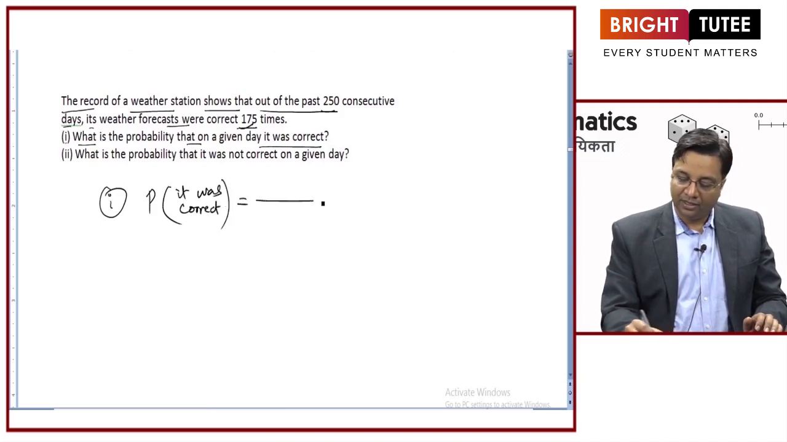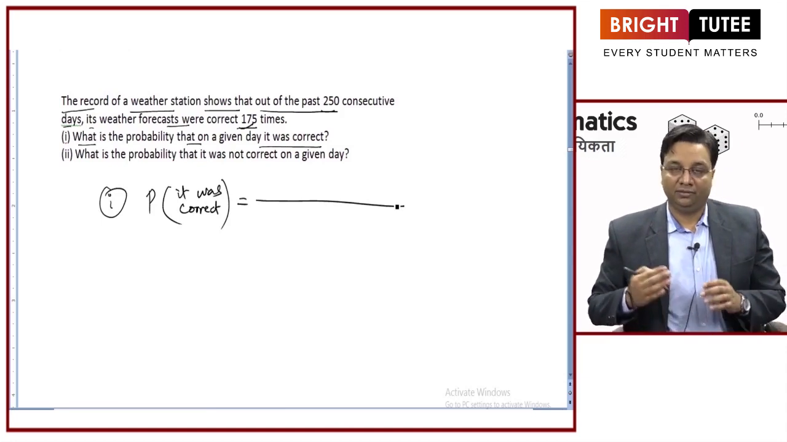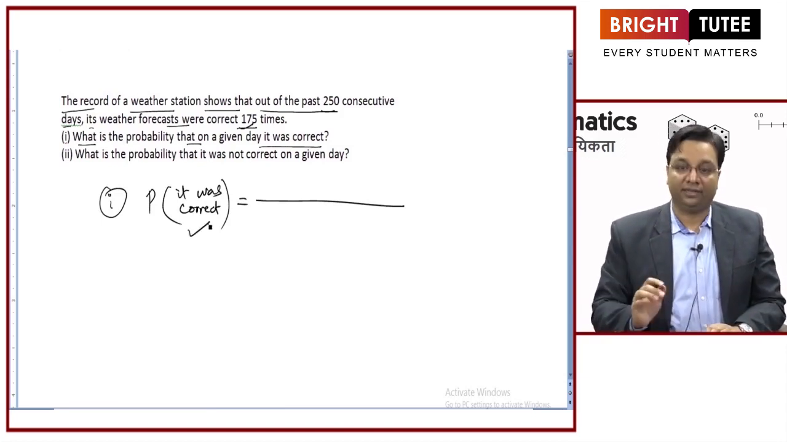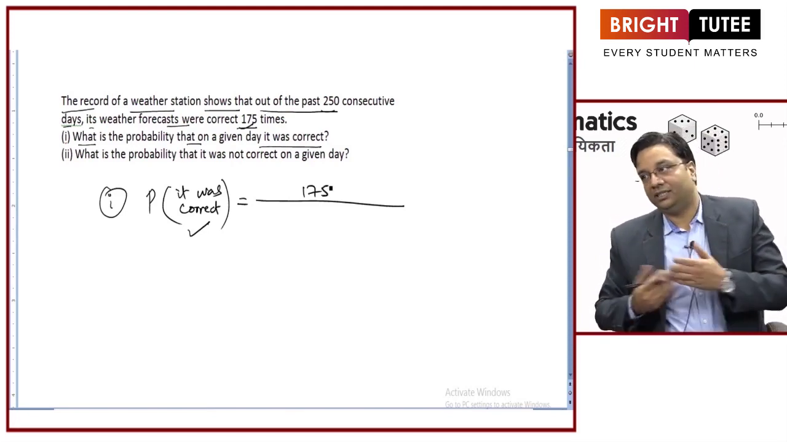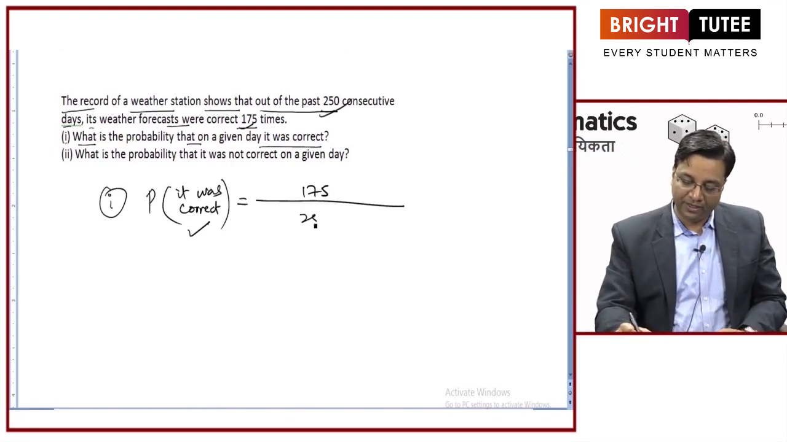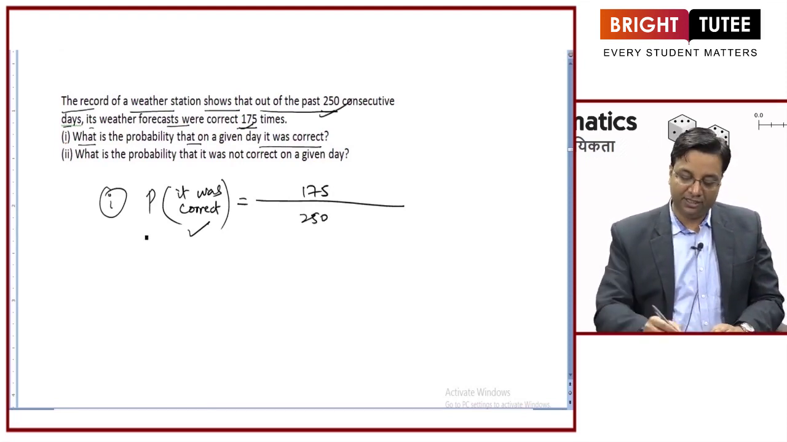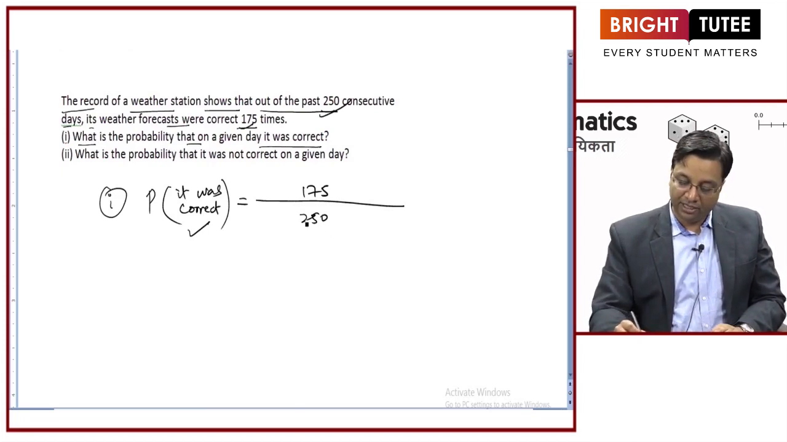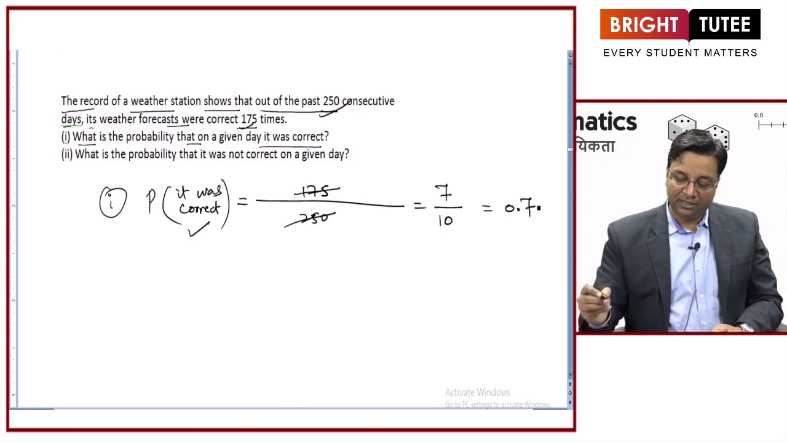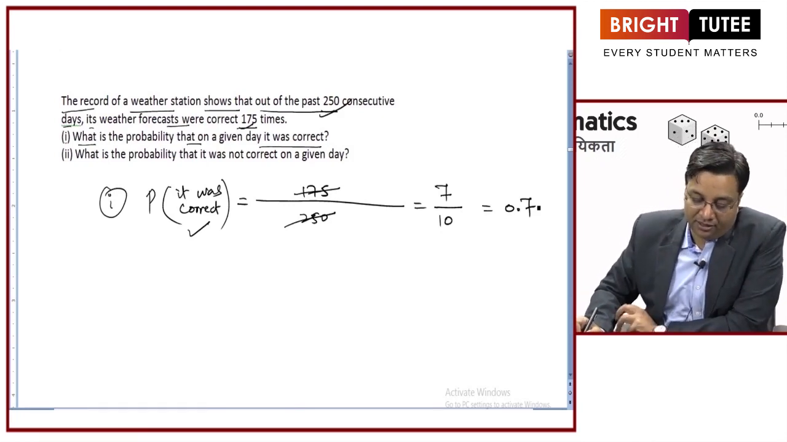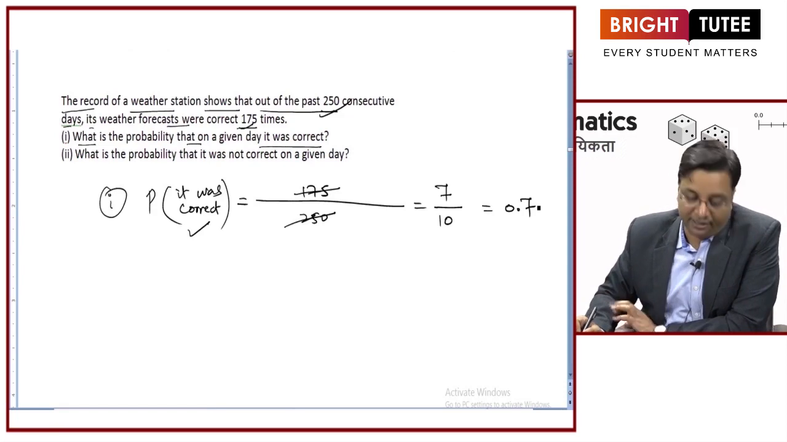So probability that it was correct will be, you know how many times the event occurred. What is the event in this case? That it was correct. It was 175. What was the total number of days that were being considered? It is 250. So 175 by 250 is the probability that it was correct. So again we can divide both these numbers by 25. So this is 25 into 7 and this is 25 into 10. So 7 by 10 or 0.7 is the probability that the forecast was correct.